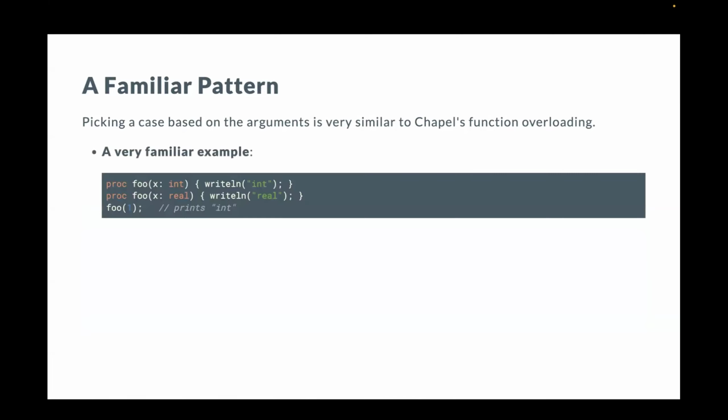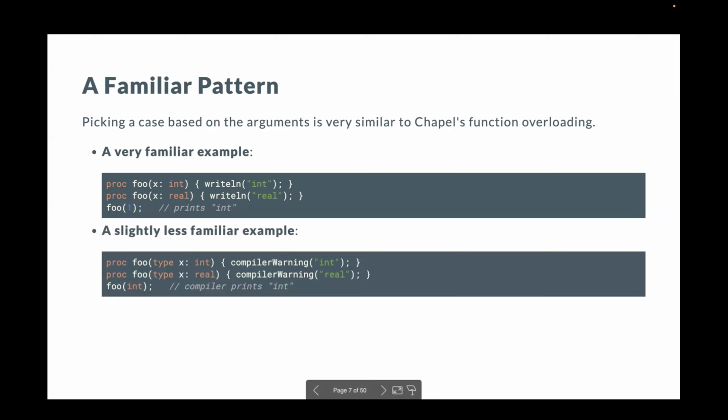As a very familiar example, suppose you have two procedures, one that takes an integer and one that takes a real number. You then call foo with an integer. And since the argument is an integer, Chapel picks the first procedure to call in this case, and we print int. And a slightly less familiar example, instead of values of int or real, you might accept types.